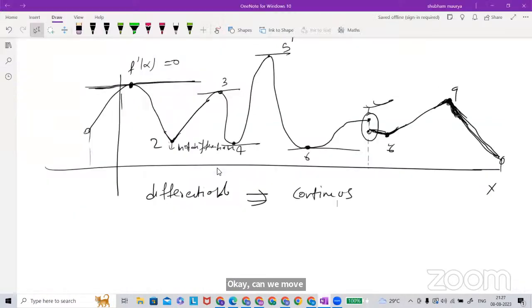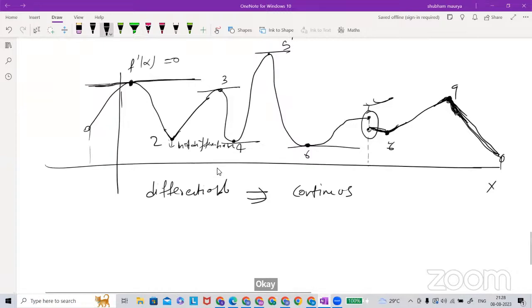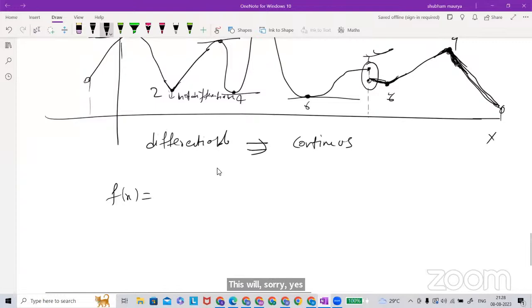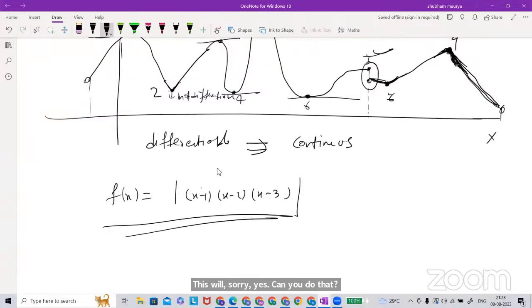With this one, let's say I'm making a function f(x) equal to mod of x minus 1, minus 3. Suppose you have a graph of this function. Can you explain how we can calculate the local minimum at point 2 in the graph that you have drawn?